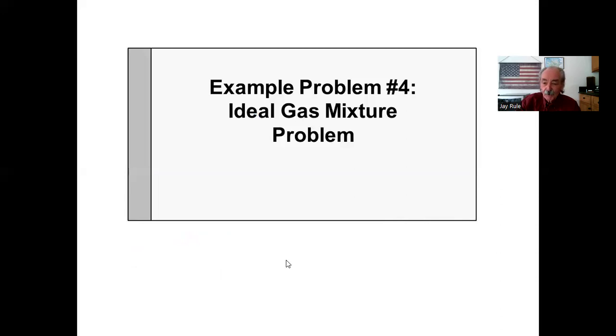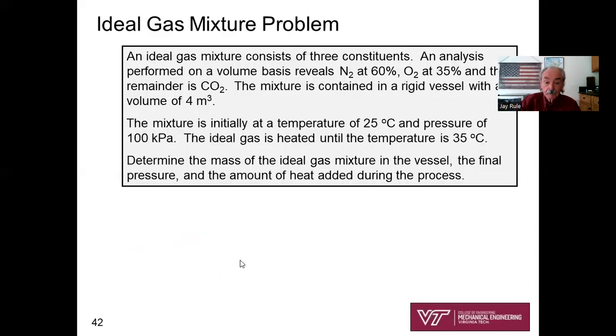Very similar to example problem 4, except a mixture. Okay, so we'll read through it. An ideal gas mixture consists of 3 constituents. The analysis performed on a volume basis reveals N2 is 60%, oxygen 35%, and the remainder is CO2. The mixture is contained in a rigid vessel, sounds familiar, with a volume of 4 cubic meters. Mixture is initially at 25 degrees C and a pressure of 100 kPa. Ideal gas heated until the temperature becomes 35 C. And then finally, the question: determine the mass of the mixture in the vessel, the final pressure, and the amount of heat added during the process.